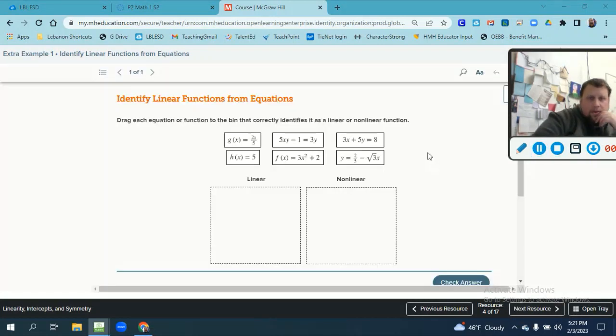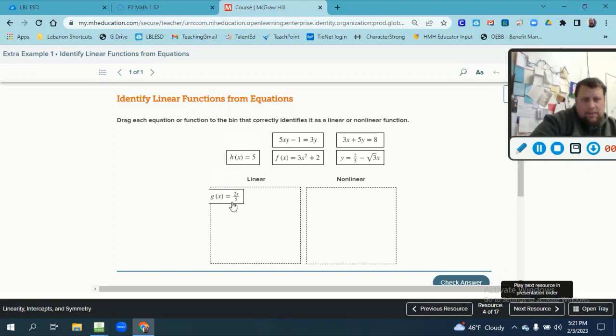All right, let's do this together. We're going to look at some of these. Yeah, there's a number in the denominator, but that doesn't matter. This is absolutely linear. Does everybody see how there's an xy there? Nonlinear. Can't have x times y. It doesn't work. H of x equals 5? Absolutely. That is actually a horizontal line at y equals 5.